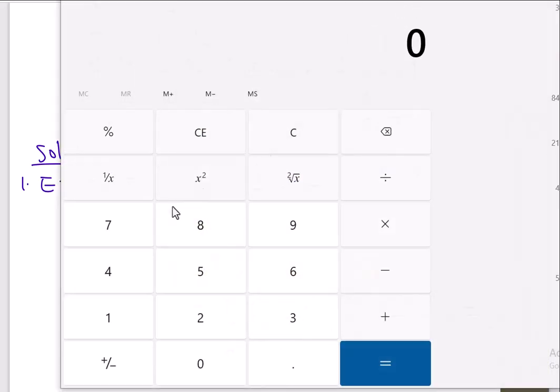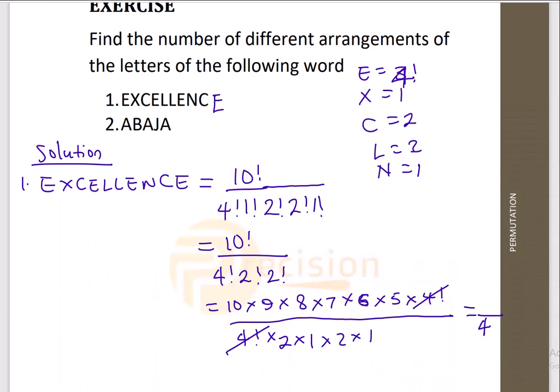So let's say 10 multiplied by 9 multiplied by 8 multiplied by 7 multiplied by 6 multiplied by 5, right? What is it going to give us? 151200. Hope this is correct. Okay, let's just start from the beginning. 10 multiplied by 9 multiplied by 8 multiplied by 7 multiplied by 6 multiplied by 5, right? So that's 151,200.